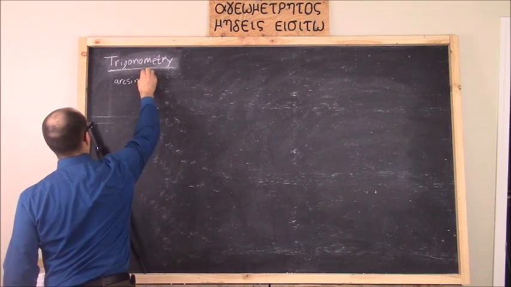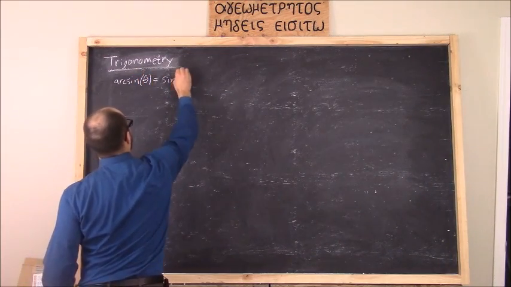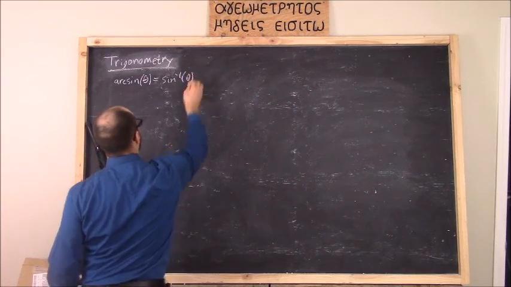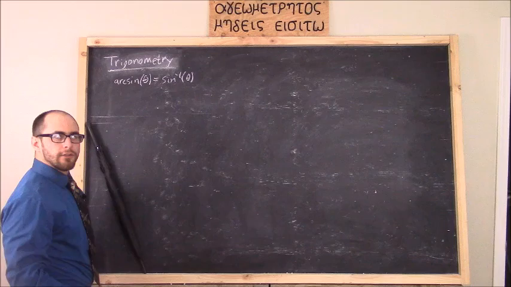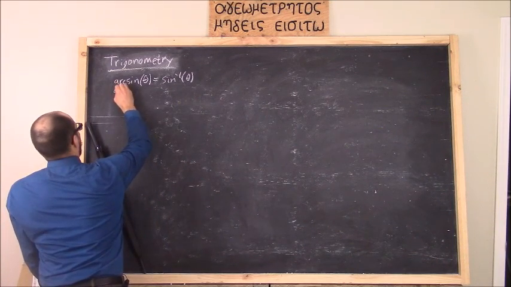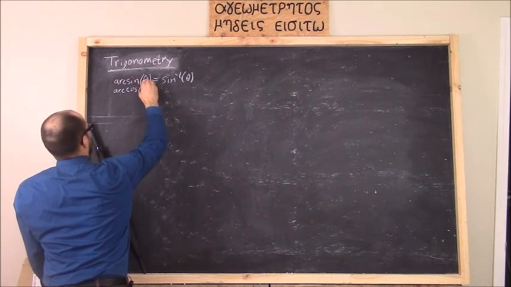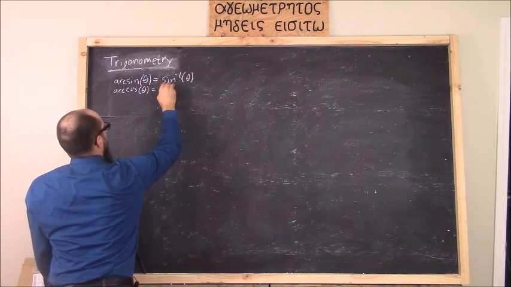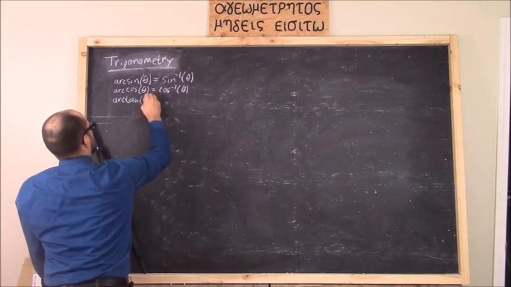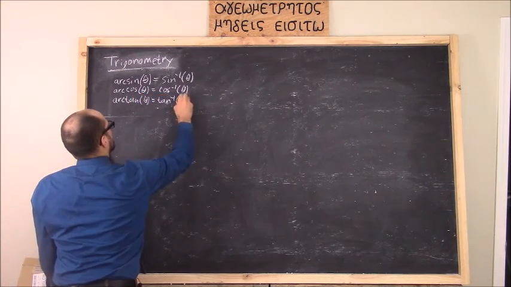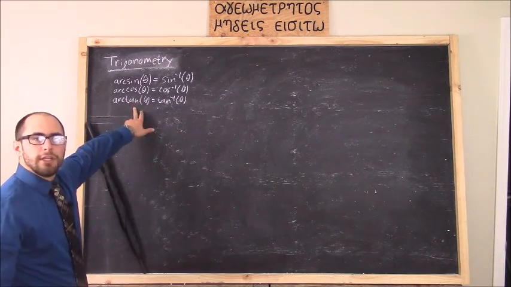You might see them written as arcsine theta or the inverse sine of theta. These are equivalent expressions, and same with the other two, cosine and tangent. Arc cosine of theta is equal to inverse cosine theta. Arctangent theta is equal to inverse tangent theta. So keep this notation in mind.